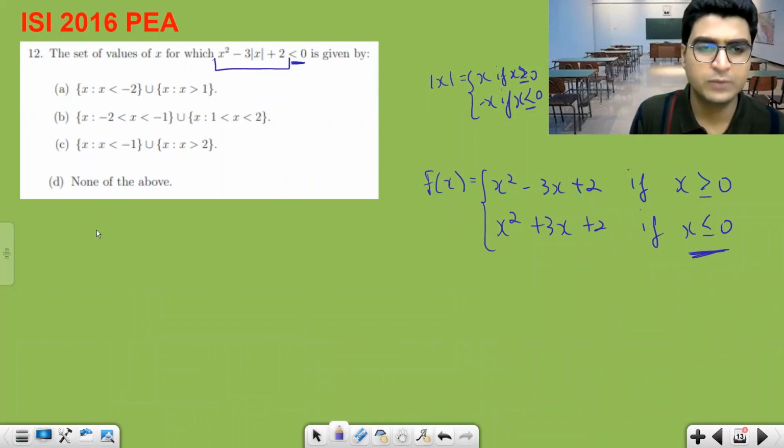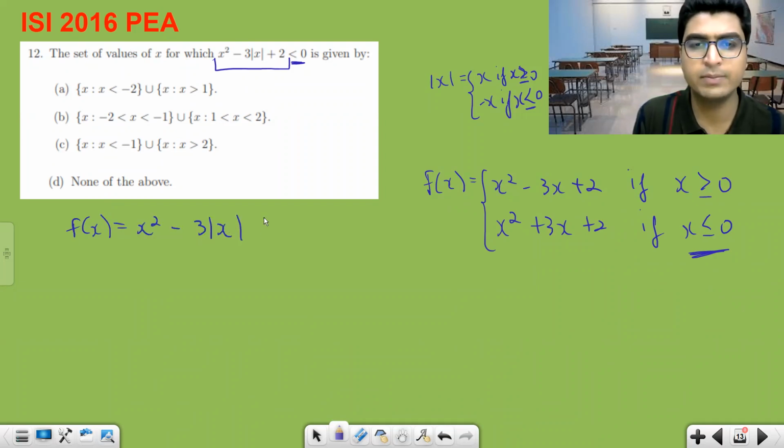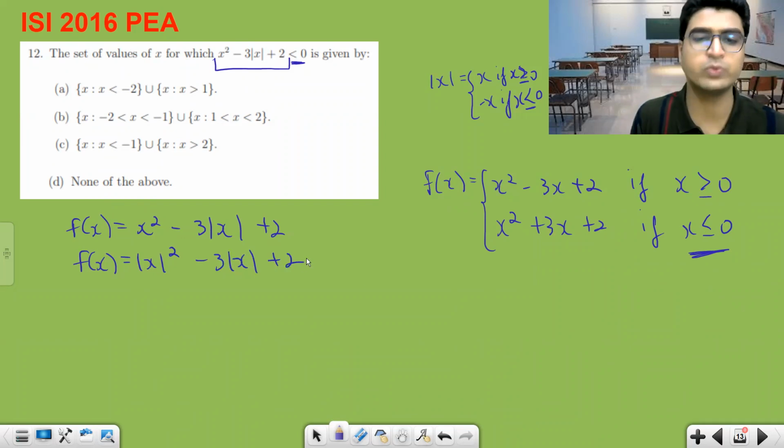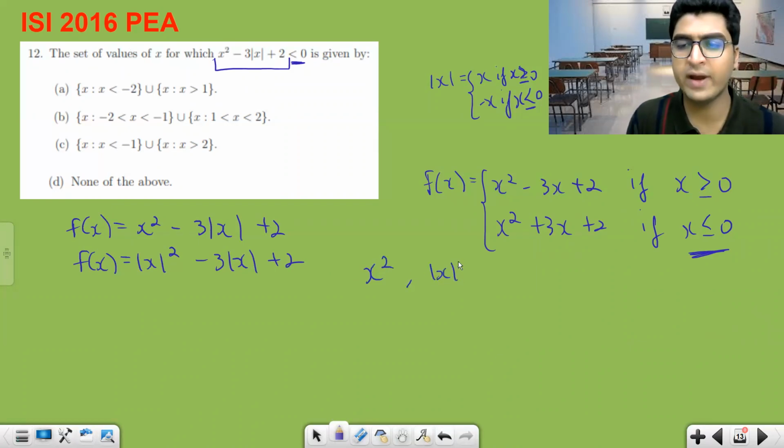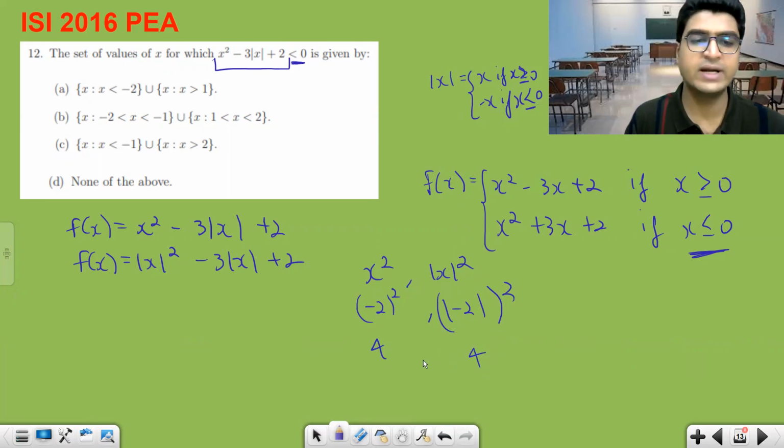Okay, so let f(x) be equal to x square minus 3 mod x plus 2. Now here there is a square already. So obviously this will not be negative, right? So what I can do is write it as (mod x) square minus 3 mod x plus 2. Why? Because it doesn't matter. Whether you write x square or the square of mod of x, you will get the same thing, right? For example, put -2 here and square it, or put -2 here and square it, this will also be 4, this will also be 4. So that doesn't matter.